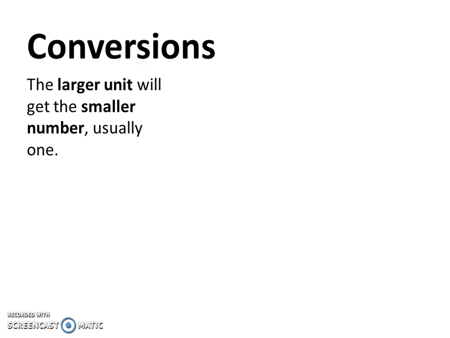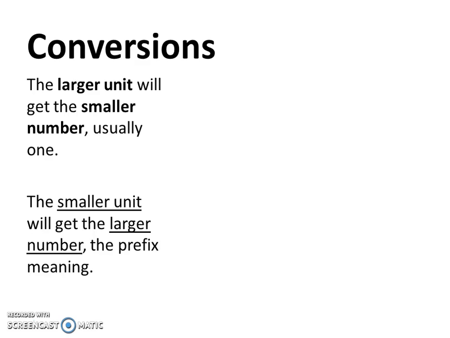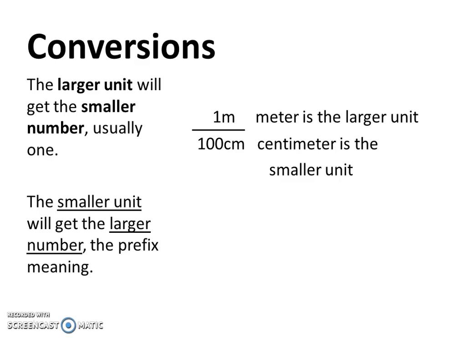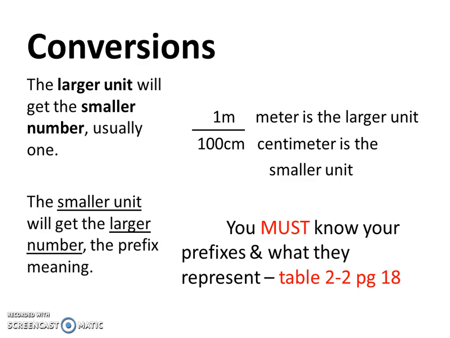What we always want to remember is that the larger unit will get the smaller number, usually 1, and the smaller unit will get the larger number, the prefix meaning. 1 meter is the larger unit, and 100 centimeters is the smaller unit. You must know your prefixes and what they represent. I would refer you to table 2.2 on page 18 of the text.